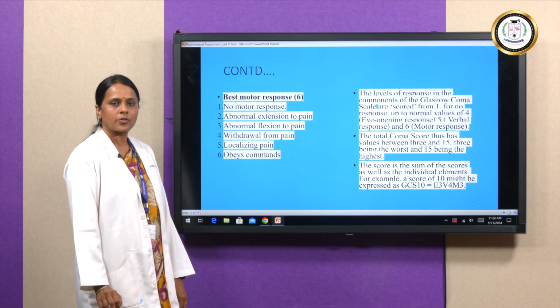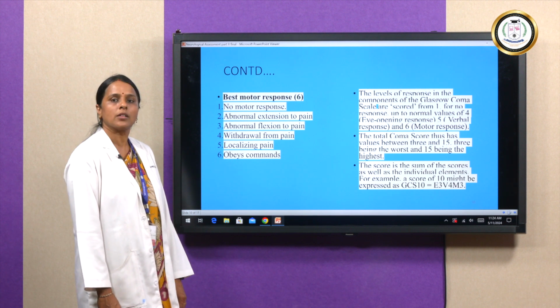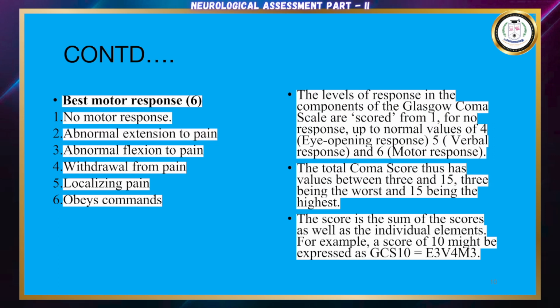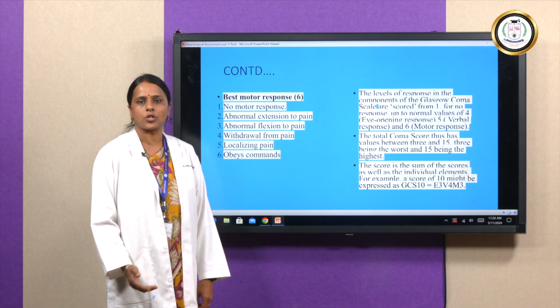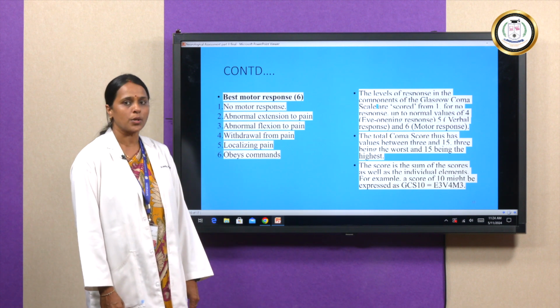The values from 3 can range from 3 to 15, where 3 is the worst score and 15 is the best score. So the score is the sum of all the components. We'll be adding up the sums and then we'll find out a common score. If it is towards the higher range, that means the patient is recovering or doing well.